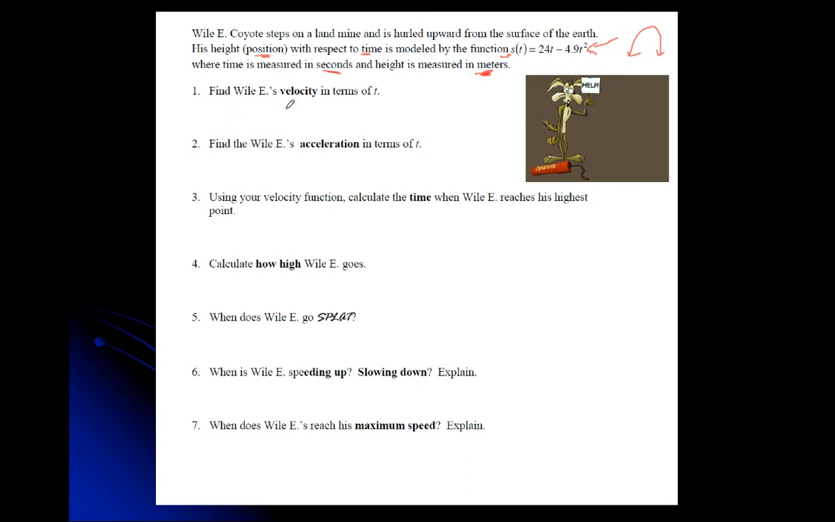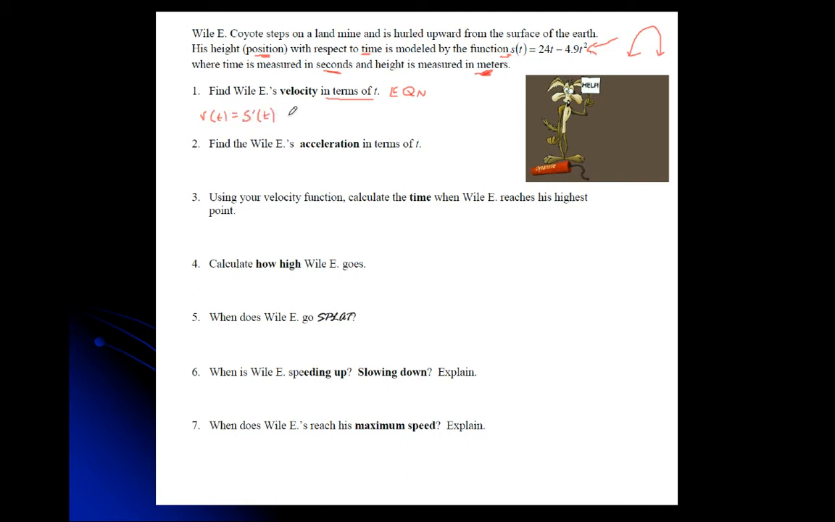So find Wile E. Coyote's velocity in terms of t. When it says in terms of, that means I need an equation instead of finding the velocity at time 2. In terms of t just means I need the equation, and you're expected to know that with a position equation, velocity is the first derivative of position.